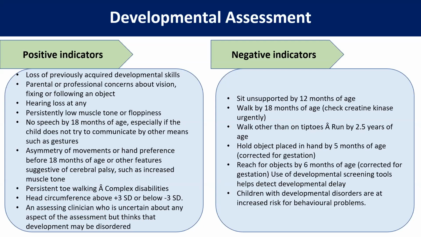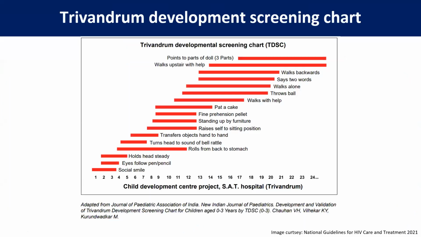And the good indicators are: the child is sitting by around 12 months of age, walking by around 18 months of age, there is no tiptoe walking, and the child can hold an object by 5 months and reach for objects. If these are there, these are good signs. You can use the Trivandrum developmental screening chart, which we have already discussed.